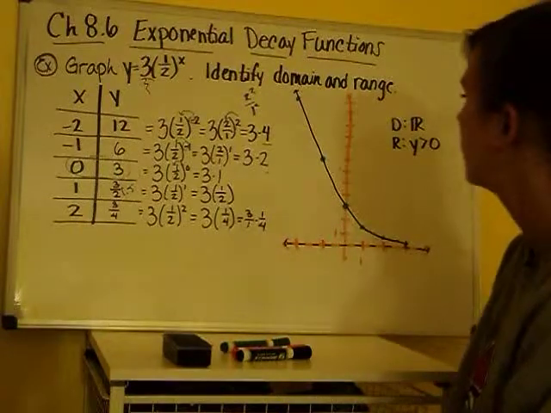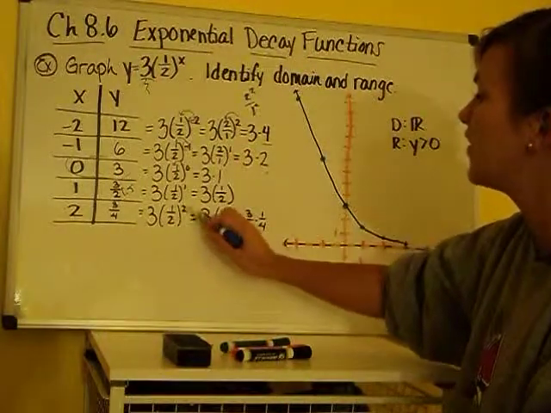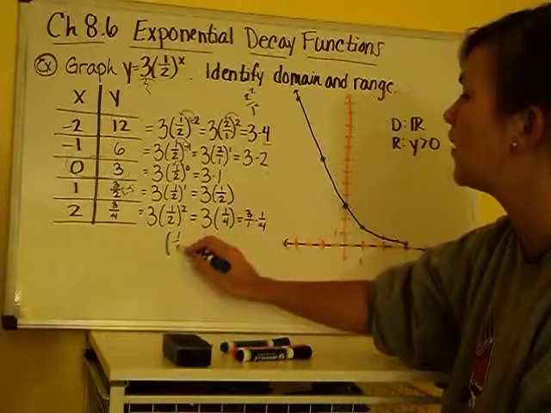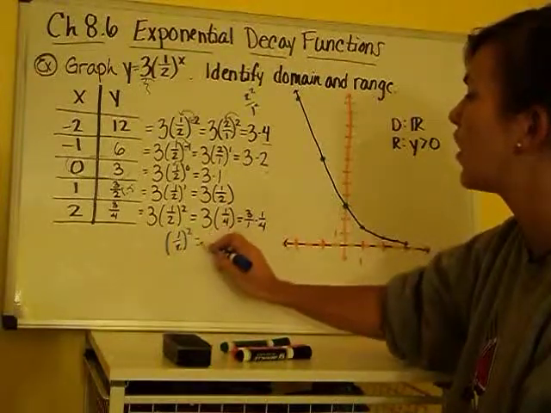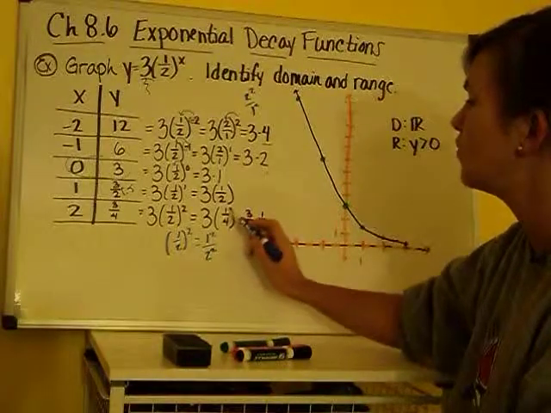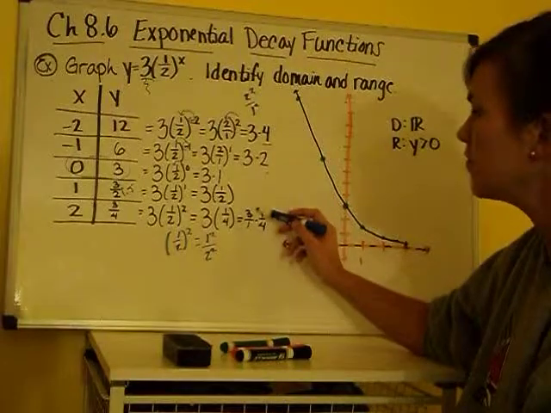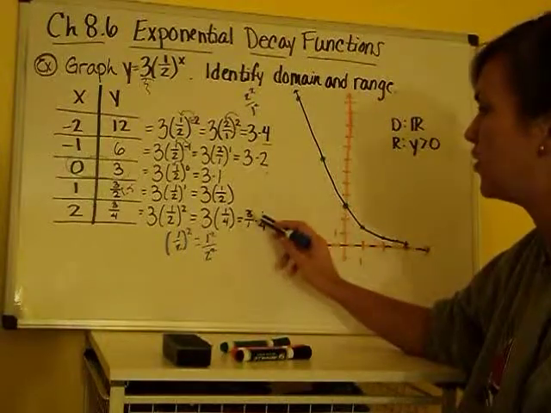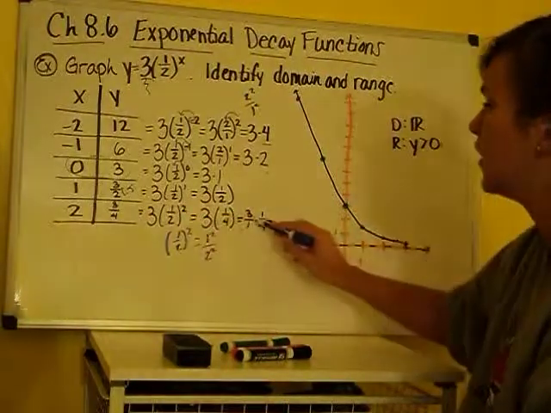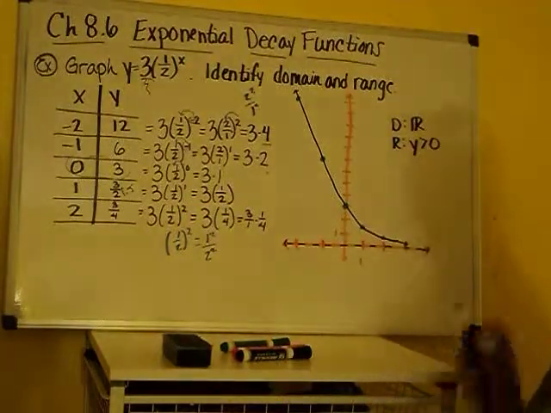Same thing. And then if we put in 2 for x, we get 1/2 squared, again using our power of a quotient property. That is going to be 1 squared over 2 squared, which is 1/4, times the 3. 3 over 1 times 1 over 4, multiply numerators. 3 times 1 is 3. 1 times 4 is 4.